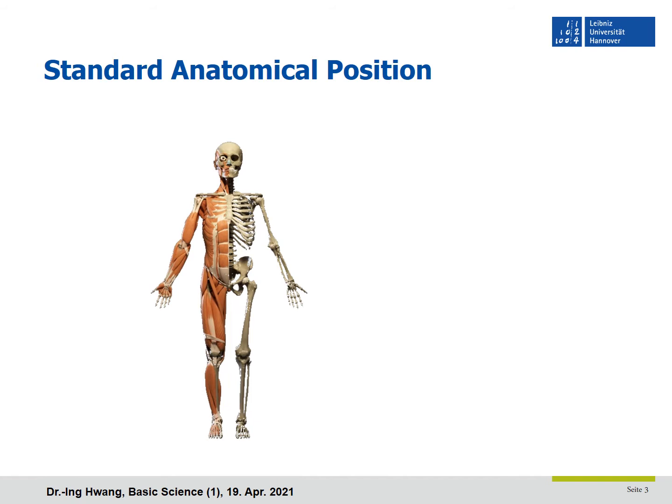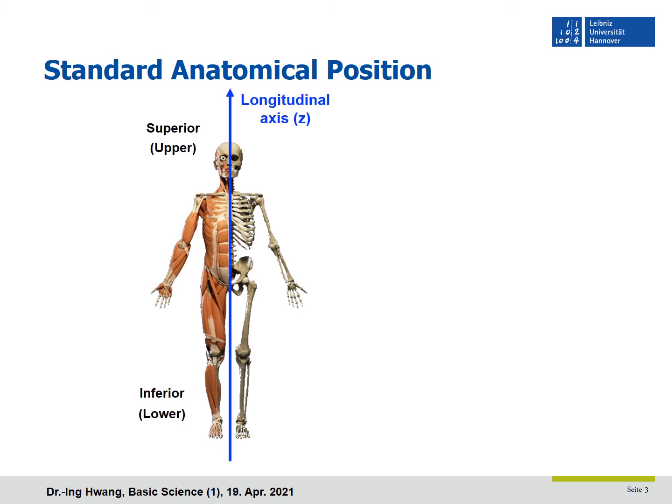Humans live in three-dimensional space, shortly 3D space. So there are three axes. The first one is the longitudinal axis. In this seminar I will say z-axis for simple explanation. Along this axis, we already know where is upper and lower direction. Anatomical terms are superior and inferior direction, respectively.